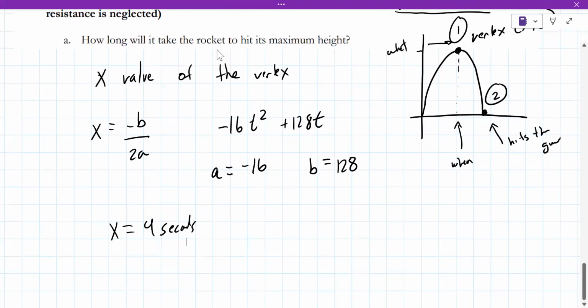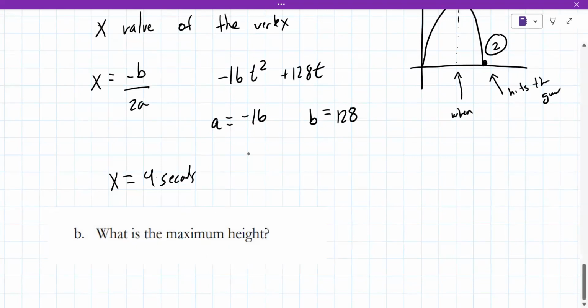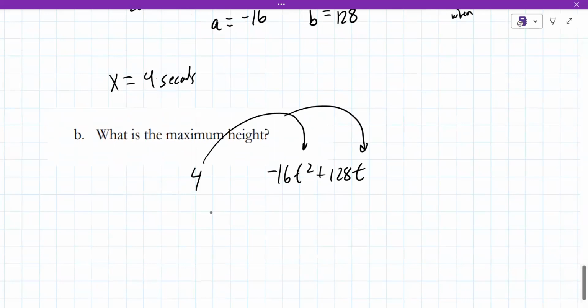So that's how long it will take to reach the maximum height. The next question that it almost always asks is what is the maximum height? You get that by putting this value of 4 into the original function. You have to put 4 in for t. Got it. This becomes minus 16 parentheses 4 squared plus 128 times 4. Again, you're welcome to use a calculator. Go ahead and see what you come up with, please.